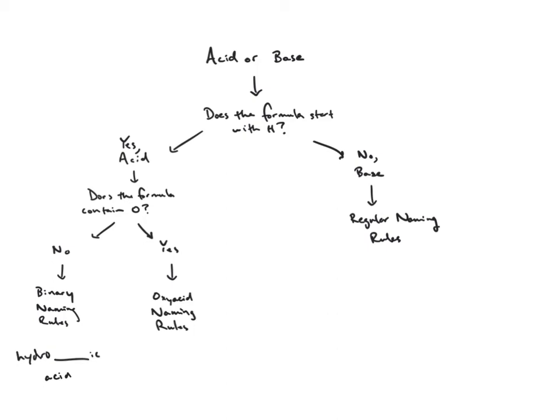Oxyacid naming rules. Okay, so if the formula does contain oxygen, then we follow the rules about how to name oxyacids, where you look up the name of the ion and then you change the ending depending on if it was ate or ite. Okay. If it's a base, so if it does not have hydrogen to start the formula, just use your normal, regular naming rules, ionic naming rules and covalent naming rules that we learned first semester.